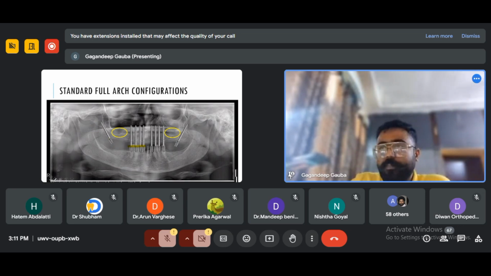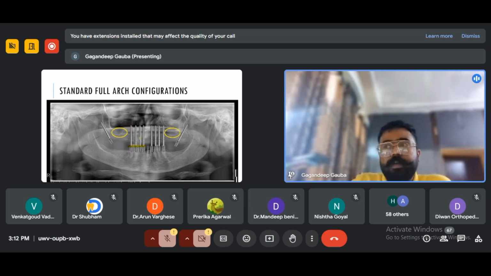It's clear. And there is a modification in case the sinus is pneumatized very anteriorly till the canine, and there is no bone available to place the fourth implant here and here. In that case, we will place double pterygoids. Why double pterygoids? Not because of load bearing. Eight implants are more than enough to stabilize the prosthesis in the maxilla.